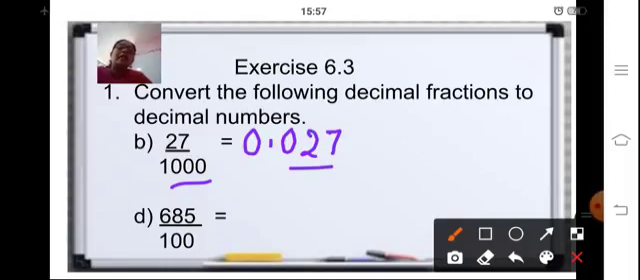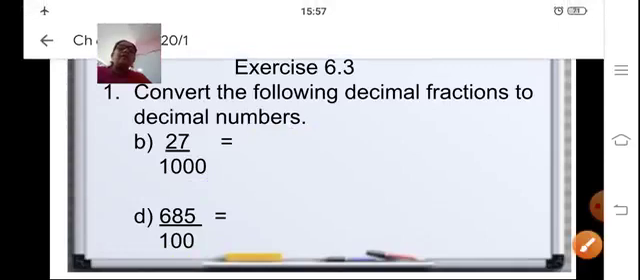Now 685 upon 100. Write the number 685 as it is. Now here it is upon 100, so 100 has got 2 decimal places. So from the right count 2 places: 5, 8, that is 1, 2, and then put a decimal point. So your answer is 6.85.